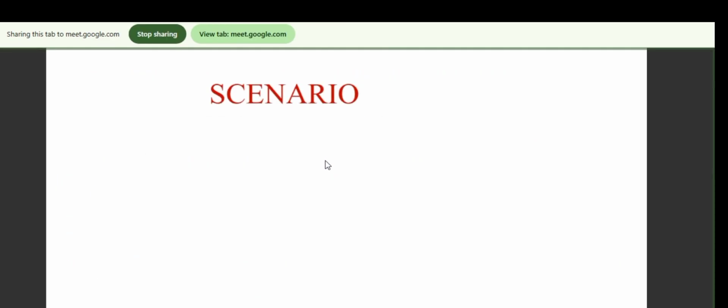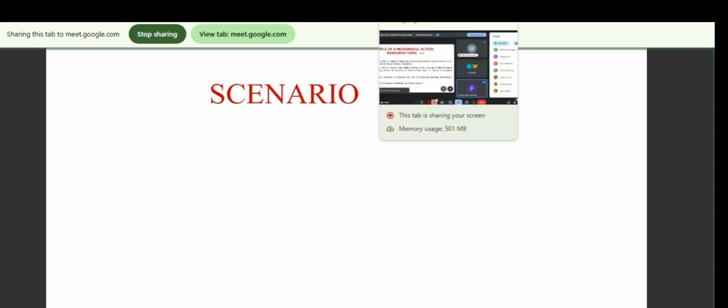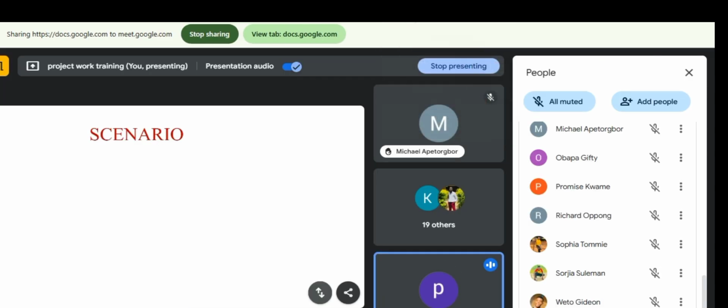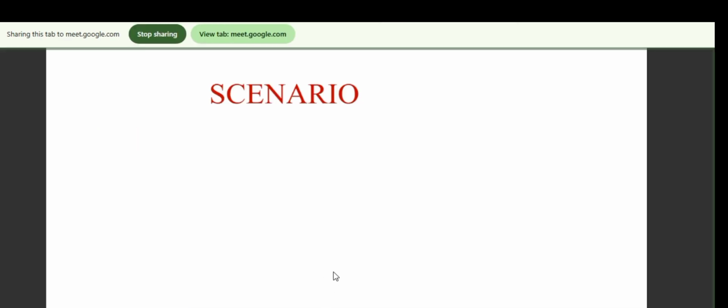All right. Let's look at this scenario. We end the session very soon, but before we leave, I have created a nice scenario for you. We will read the scenario, then look at the processes that I explained. We use it to get an action research topic from the scenario that I have created. So let's look at the scenario.